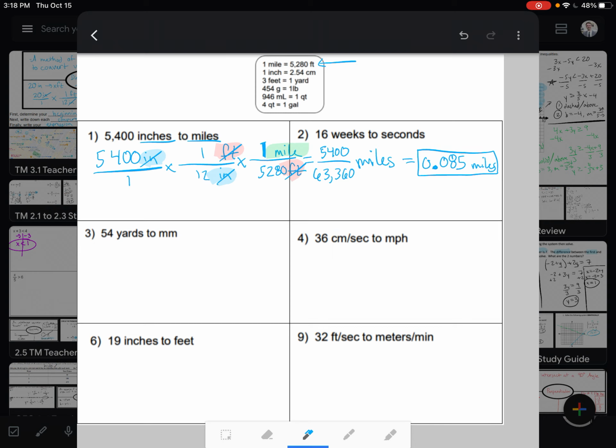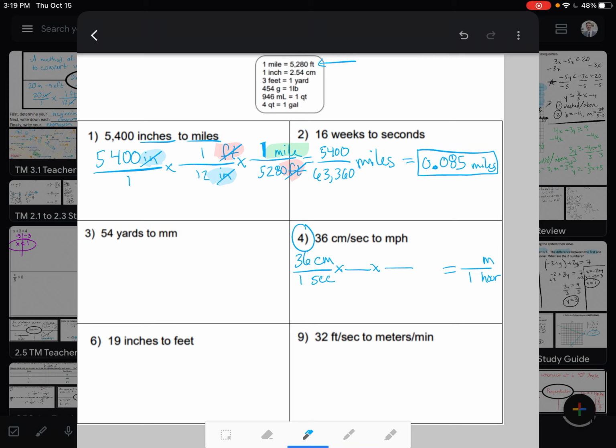A second type of question that we might see here is like number 4. We have 36 centimeters per 1 second. That's how that looks. So centimeters per second is centimeters over seconds, and we're trying to get to something like miles per 1 hour. So we have to convert both our centimeters and our seconds here. It might actually take a few conversion factors.